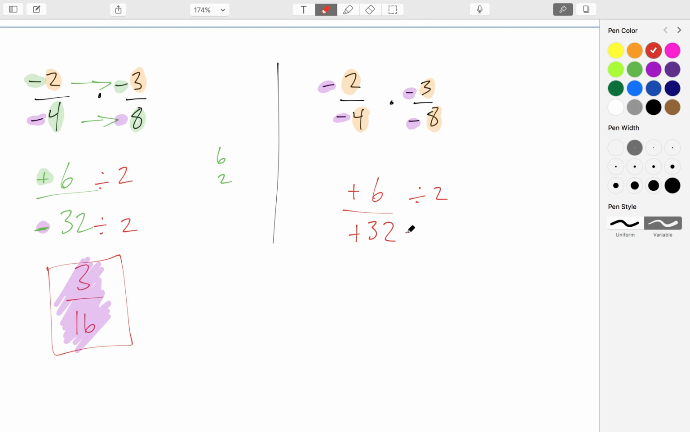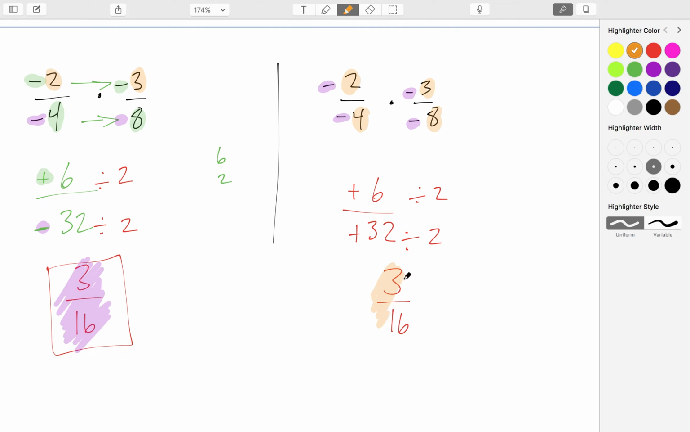Divide by 2. Divide by 2. 2 goes into 6 3 times. 2 goes into 32. How many times here? 16. Very good. I just noticed I made a mistake. Hopefully you caught it. So let's review on the signs. I think me jumping back and forth, I missed what I was even talking about. So the negative negative gave me the positive.